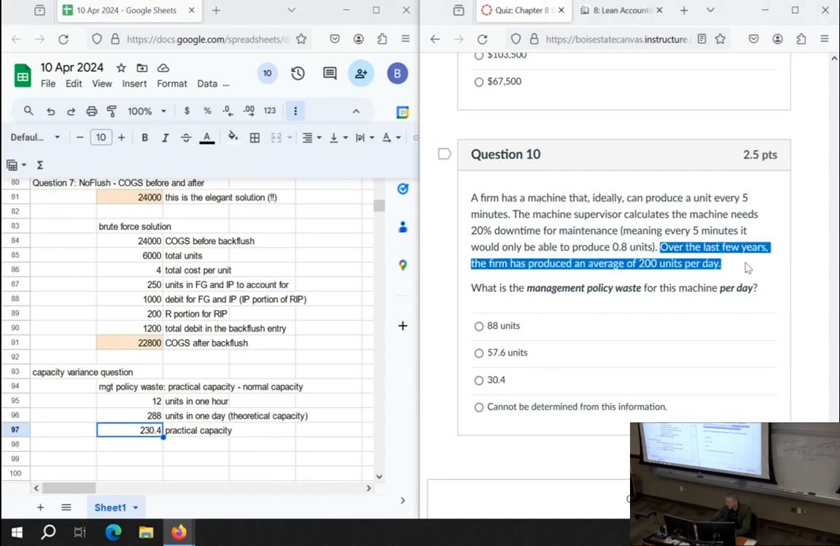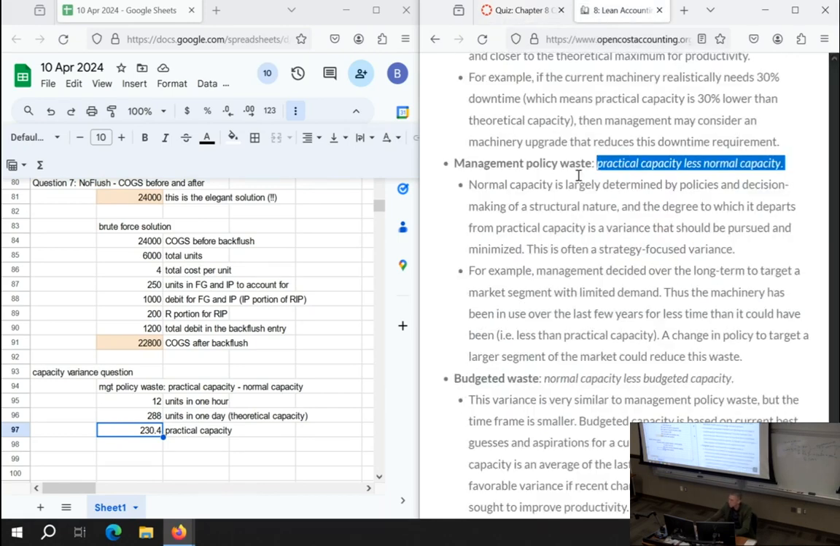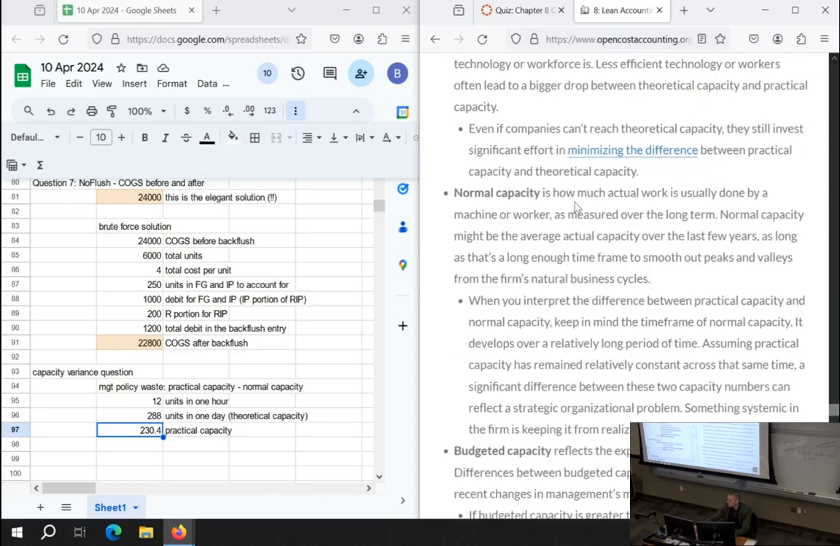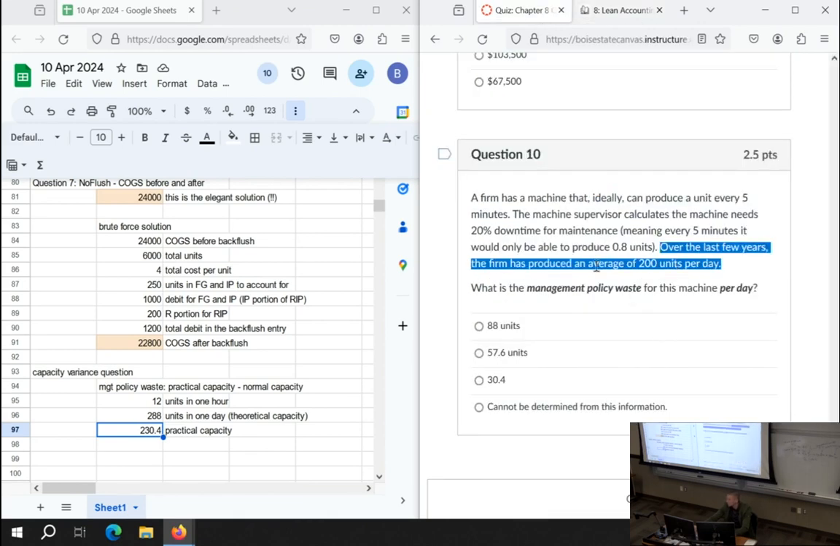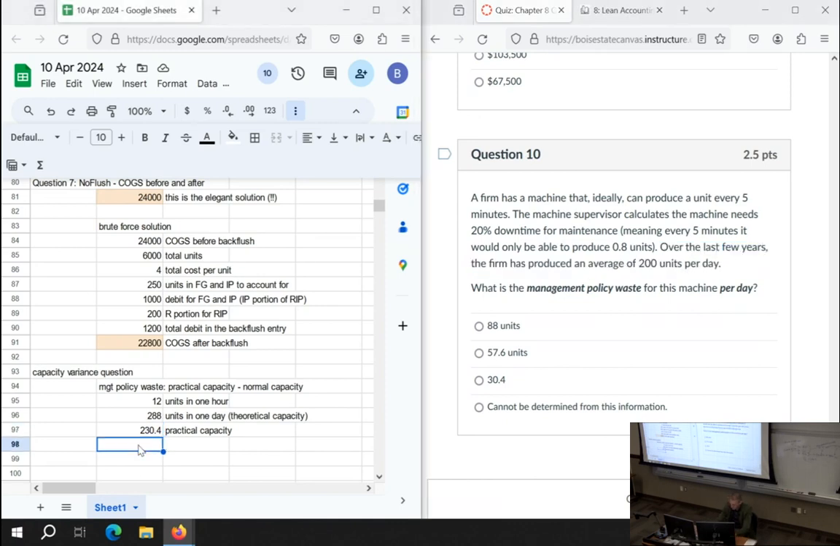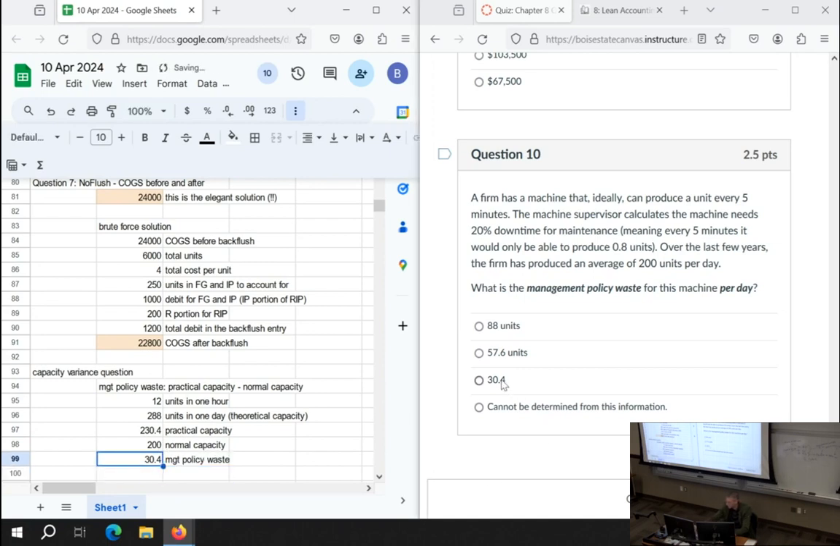Over the last few years, the firm has produced an average of 200 units per day. Is that normal capacity? Normal capacity is how much work is usually done by a machine or worker as measured over the long term. That sounds like normal capacity to me then. Yeah, over the last few years, over the long term, it's produced about 200 units per day. So 200 is our normal capacity. That should be our management policy waste right there, which is one of the answer choices.